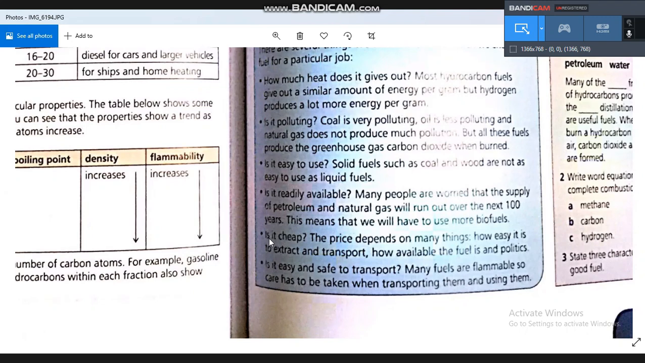The last one is easy and safe to transport. We said that gases are flammable, so they can be dangerous to transport because they are very flammable and may burn easily. But liquids are less flammable. Solids are less flammable also. So we can keep this characteristic in mind when we choose a good fuel. Okay.